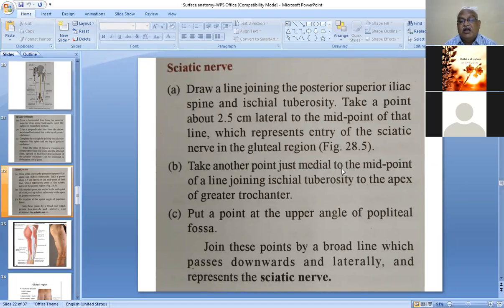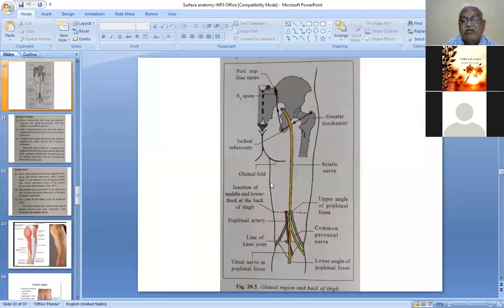Take another point just medial to the midpoint of a line joining the ischial tuberosity to the apex of the greater trochanter. This is the ischial tuberosity. This is the greater trochanter. Then the midpoint usually represents the sciatic nerve.